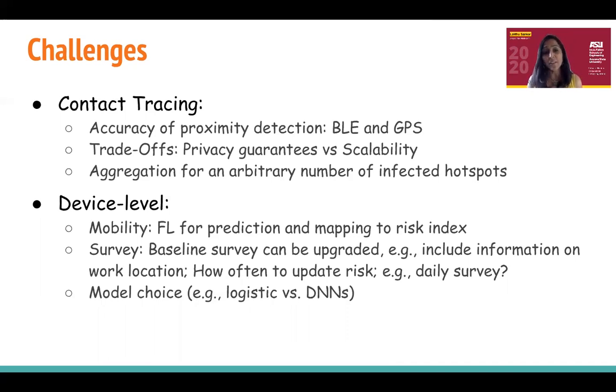On the device level, in terms of mobility, how do we combine infected hotspot histograms with a continually evolving hotspot histogram just based on mobility and to predict a risk is certainly not something I can claim we know how to do completely. And we can always add to this problem by doing daily surveys, getting information on work location and so on, just putting more features in.